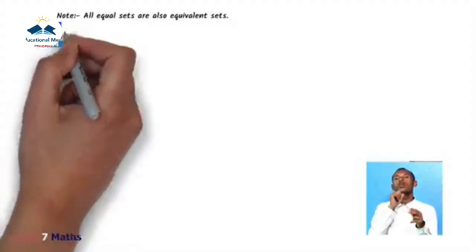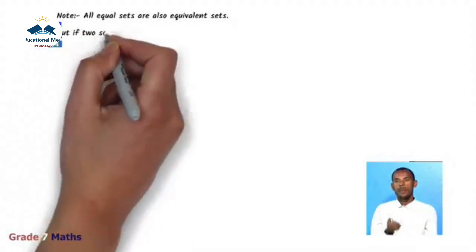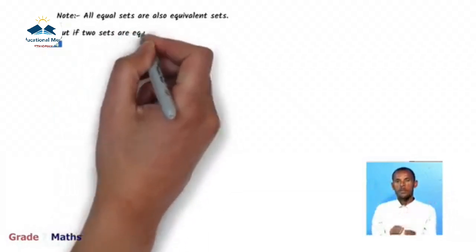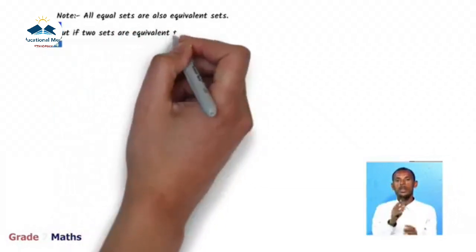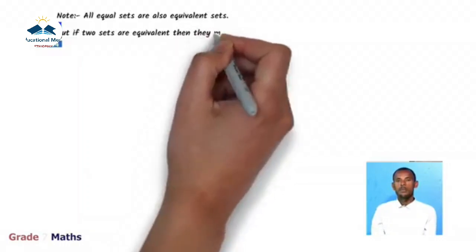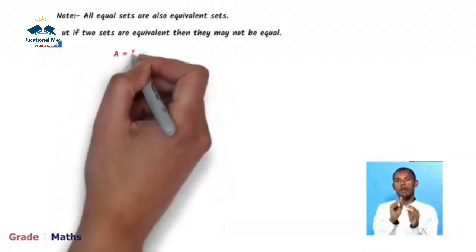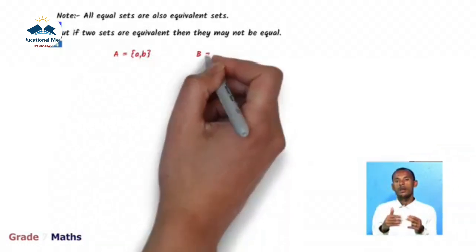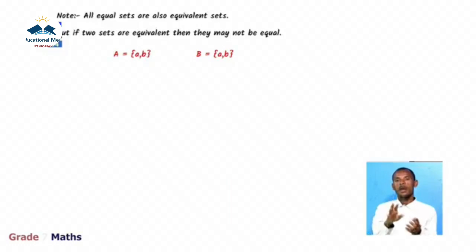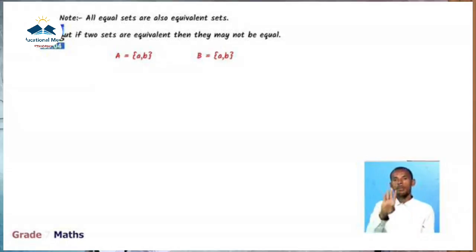But the reverse is not true. If two sets are equivalent, then they may not be equal. We can see this concept through example. Assume set A contains A and B, set B also contains A and B. These two sets they are equal, they are also equivalent.